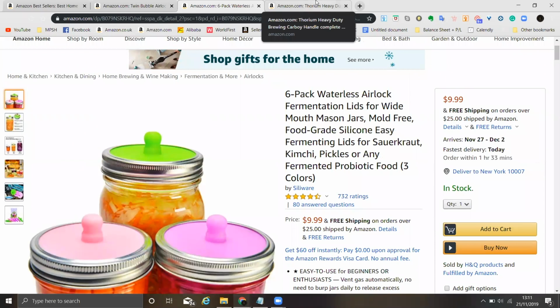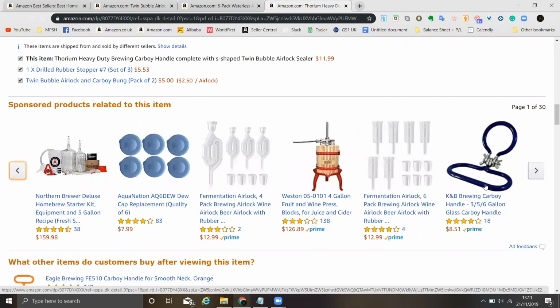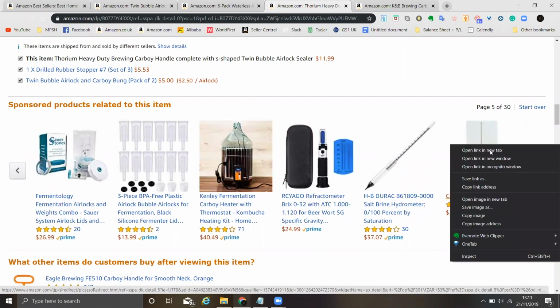So we have the mason jars and you had another one there, right? Yeah. So we're getting closer to the carboy style of products. So we've got a carboy handle and a twin bubble airlock as a pack. So this again is looking for ideas that are different. Cool. So we got that. Yeah. Handle. And we have a carboy cleaner.